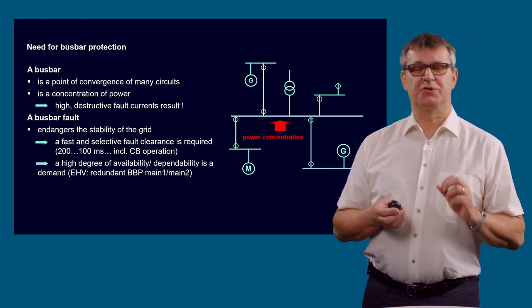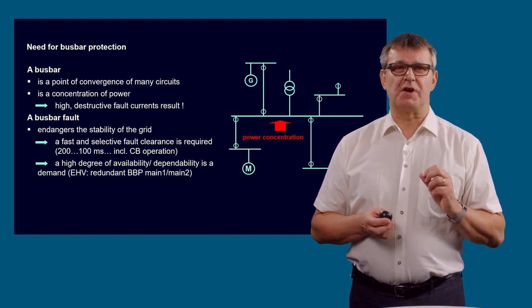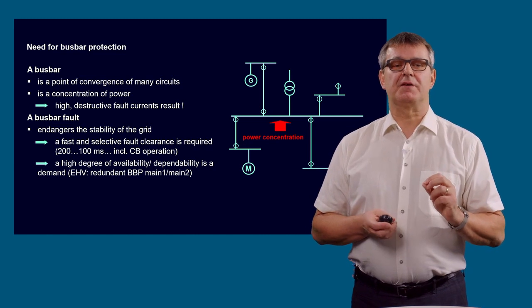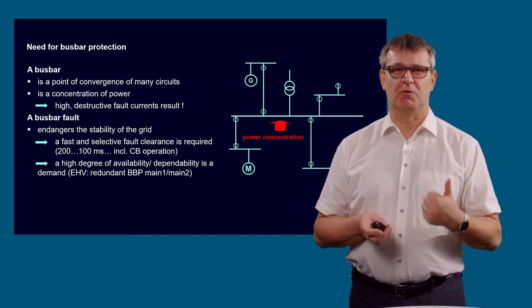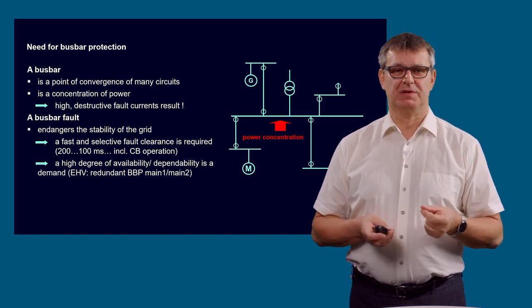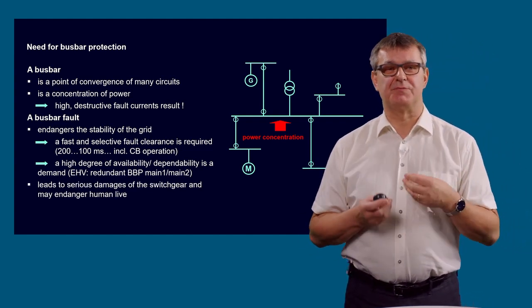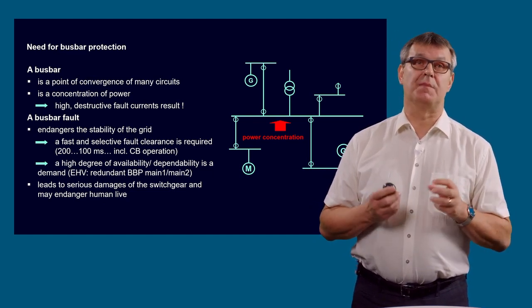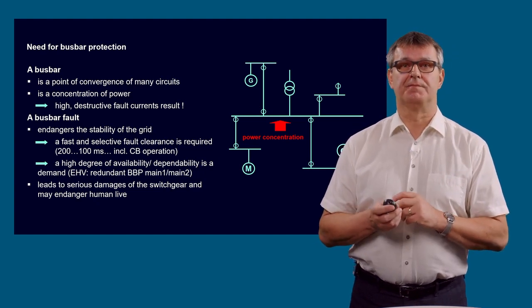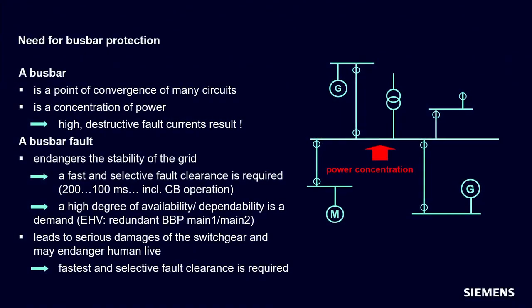Also, we need a high degree of availability and dependability. And especially at extremely high voltage levels, in the meantime we have more and more redundant busbar protection. That means a main 1 and a main 2 busbar protection system. And a busbar fault, because it's very destructive, can lead to very serious damage of the switchgears and may also endanger human life. Therefore, once again, a very fast and selective fault clearance by busbar protection is necessary.